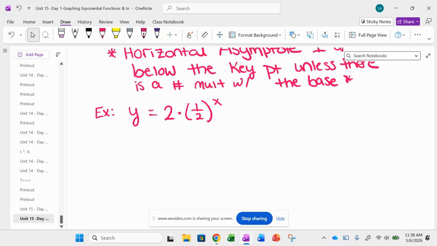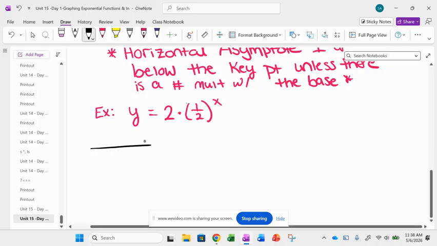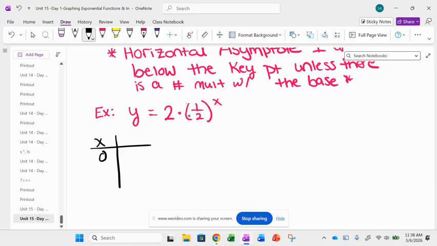This number being multiplied in front changes everything. Because when I now have that number in front, say x is 0, I'm going to input that 0. This is going to be 2 times a half raised to the 0 power. Well, a half to the 0 power is 1, but 2 times 1 is 2. So now my key point is (0, 2).